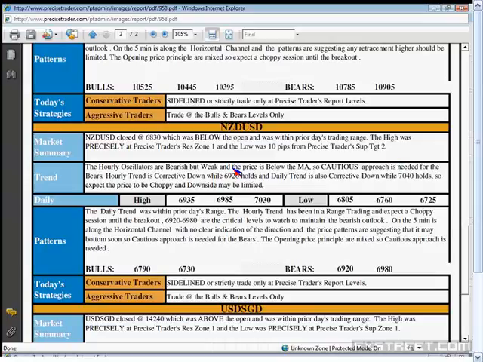The high was precisely at the Precise Traders resistance zone 1, and basically this is the history. You have to pay attention mainly to trend, daily patterns, and today's strategies, because this is what tells you what to look forward to and how you can trade this particular instrument for the day. So trend-wise, the hourly oscillators are bearish but weak, and price is below the moving average. So a cautious approach is needed for the bears.